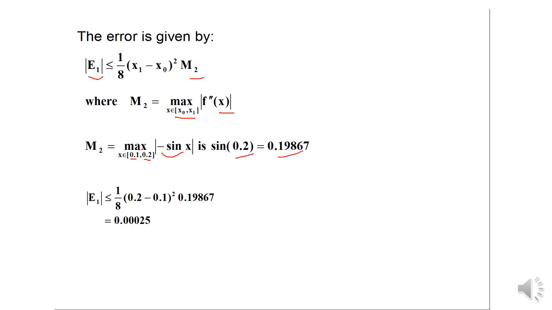This value came. So we now substitute this value of M2 in the formula for the mod error. So we get 1/8, x1 is 0.2, x0 is 0.1, whole squared, and this is the value of M2. So this is your error bound value.